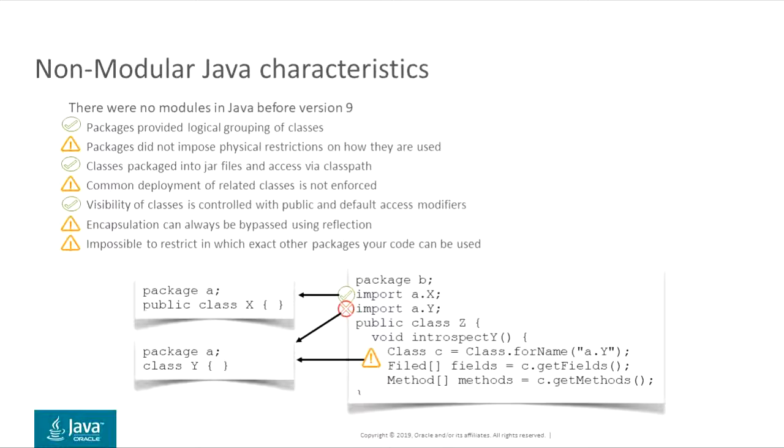First, let's start with where we've been before, which is non-modular Java. Before version 9, there were no modules in Java. The way to control access to classes was through packages, so you could logically group classes into packages, that's fine, but there were no physical restrictions imposed on how they're used.